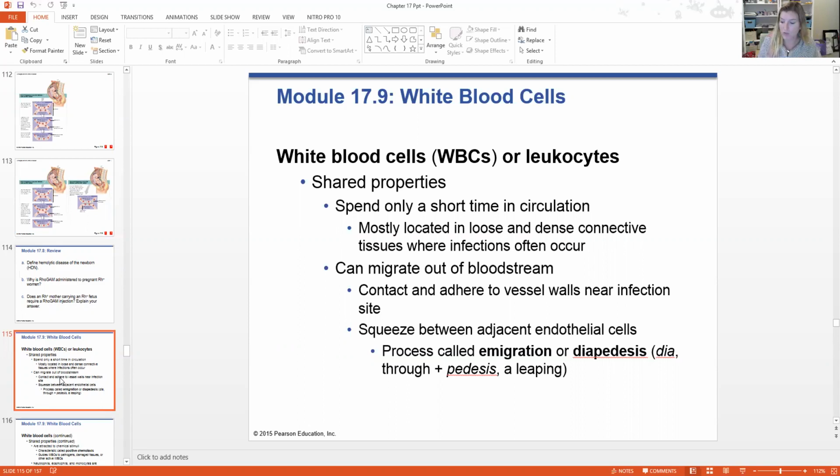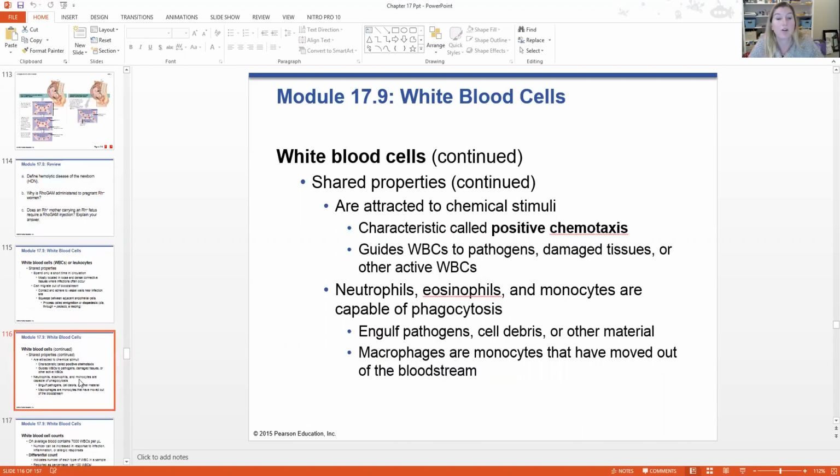They can adhere to vessel walls. They can adhere close to infection sites. They can squeeze between endothelial cells to get through to different tissues. So they're very dynamic. They also can be attracted by chemical stimuli. So if there is damaged tissue in the area, they can kind of smell it in a way. They detect the chemicals and they migrate towards that. It's called positive chemotaxis.